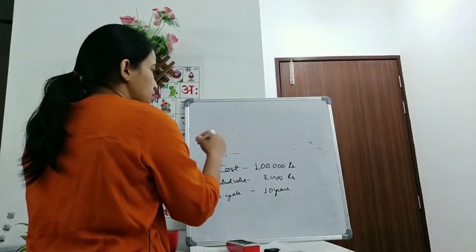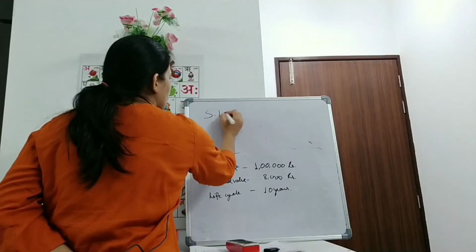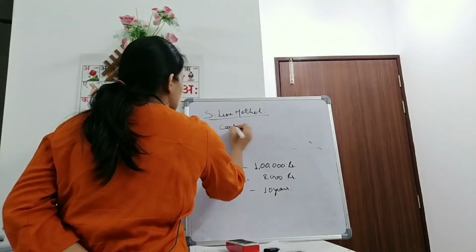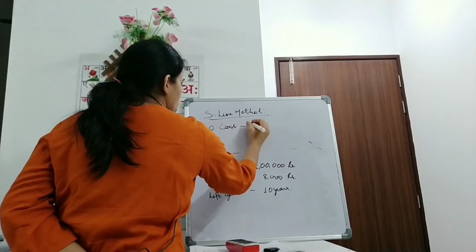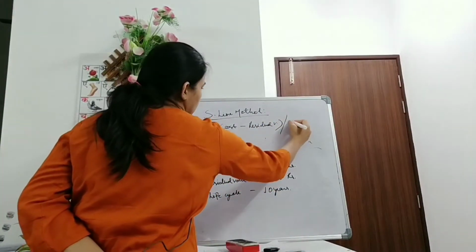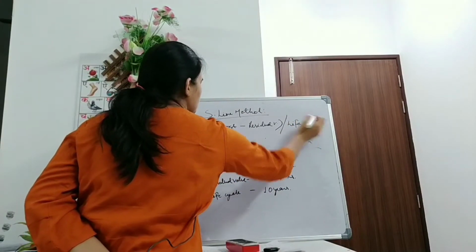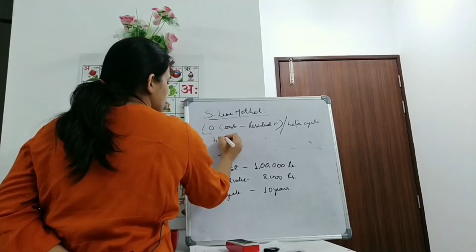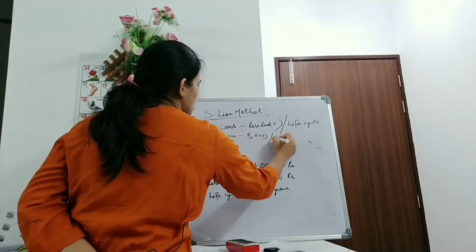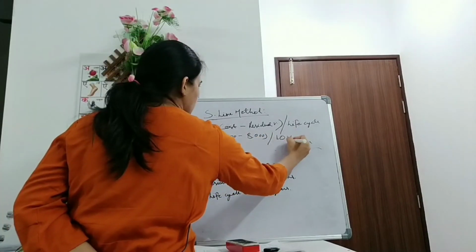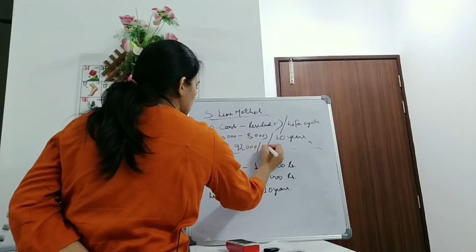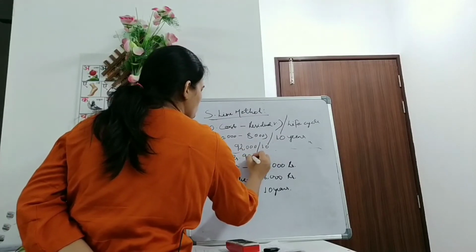The method to calculate depreciation by the straight line method is cost, that is nothing but the original cost, minus residual value, divided by the life cycle of the machinery. So here the cost is 1 lakh rupees and the residual value is 8,000 rupees, and the life cycle of the machinery is, as estimated, 10 years. So here it will come to 92,000 divided by 10, that comes to rupees 9,200 per year.